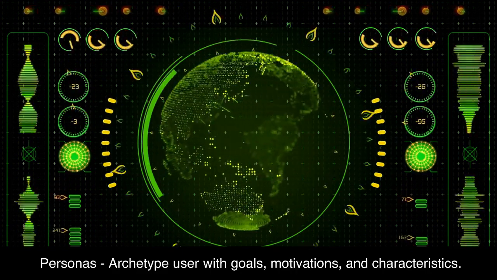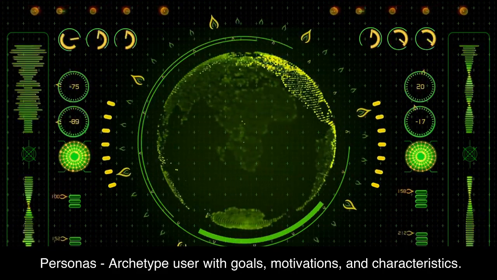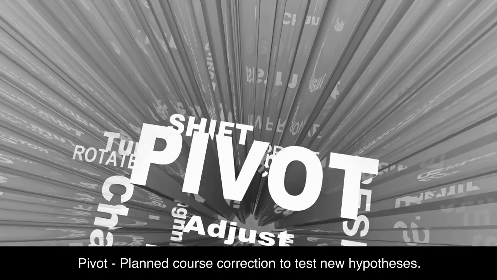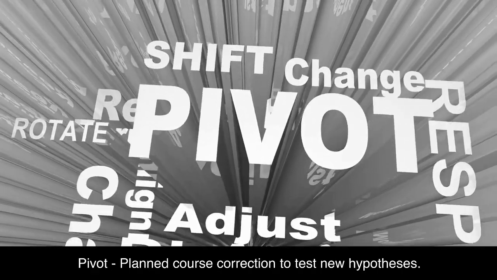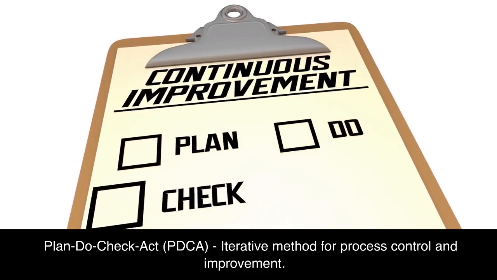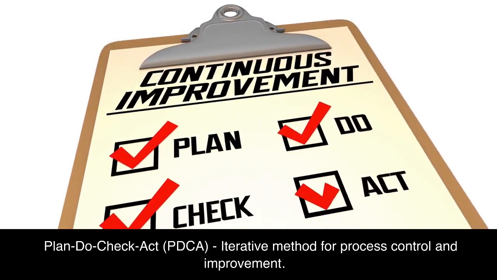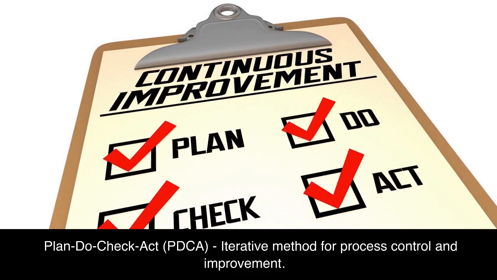Personas. Archetype user with goals, motivations, and characteristics. Pivot. Planned course correction to test new hypotheses. Plan Do Check Act, PDCA. Iterative method for process control and improvement.